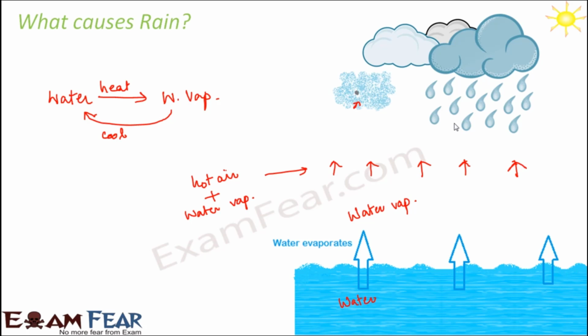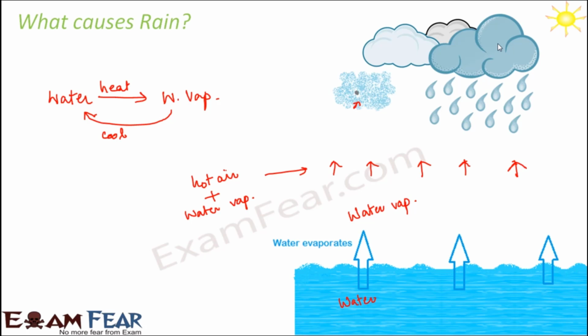And when the cloud becomes big and heavy enough, it falls down as rain. As long as they are not that heavy, that means not very dense, they remain at the top. The moment they become very heavy, very dense, they tend to come down. And how do they come down? They come down in the form of water droplets, because cloud is nothing but the condensed form of water.